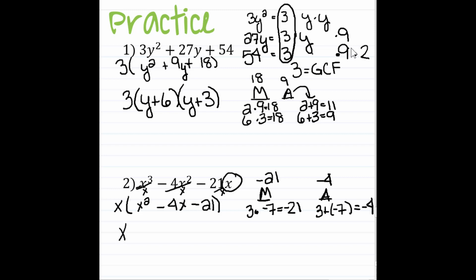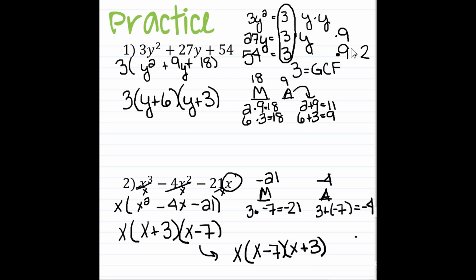So our next step, we're going to have x plus 3, and then x minus 7. Maybe you said x minus 7 times x plus 3. In that case, yours will factor like this. And we did it. I'm going to let you FOIL both of these just to double check.